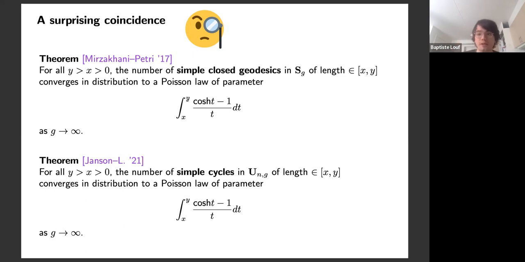To us, that was a really surprising result, that we obtained exactly the same law for counting cycles. Of course, obtaining a Poisson law for counting cycles, I guess many of you know that's something very standard. So it's not the fact that we have a Poisson law that is surprising. It's the fact that we have the exact same parameter, and we have no good reason why it has to be the same, except that these are two models of random surfaces as the genus goes to infinity.